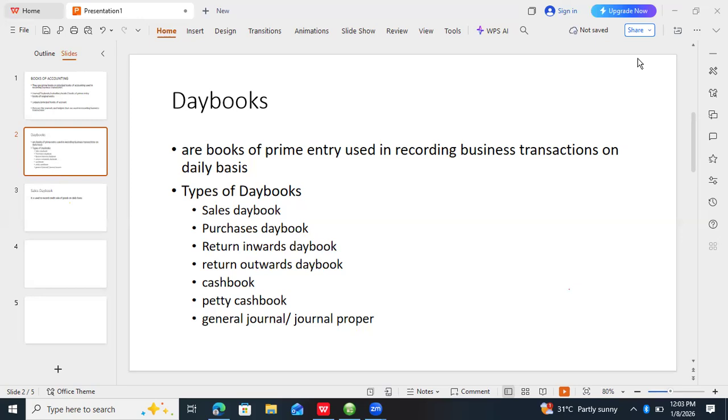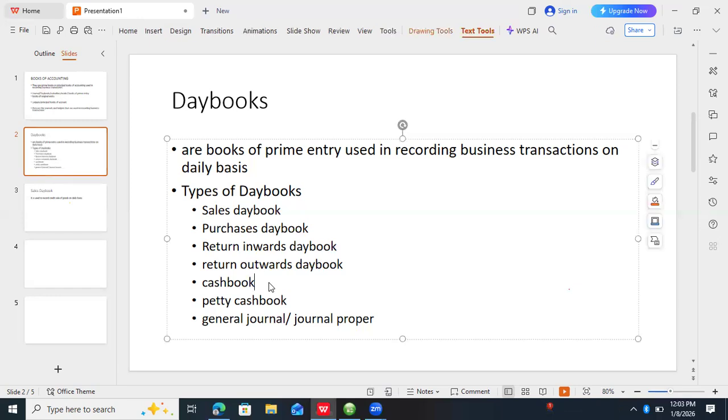And of course, I know you know what the return outwards day book will do. That will record the goods the business returns back to suppliers. And see, I'm mentioning keywords here: suppliers or creditors, customers or debtors, in definition of the return inwards and return outwards. Then the cash book.